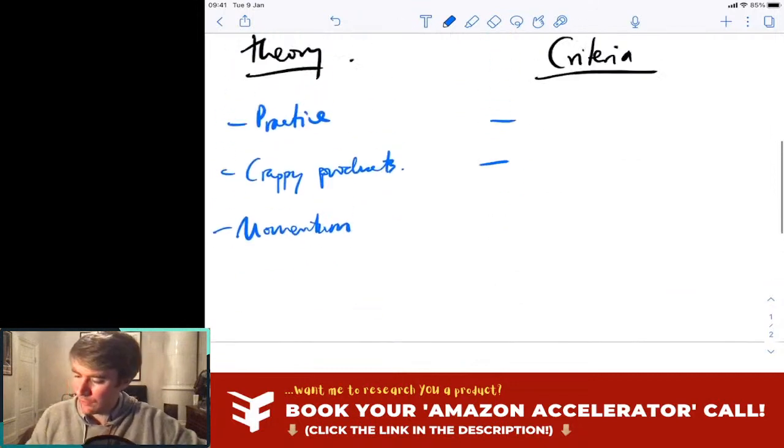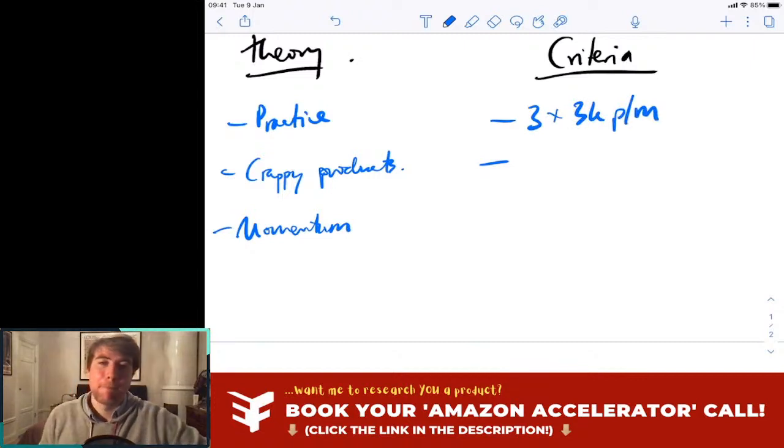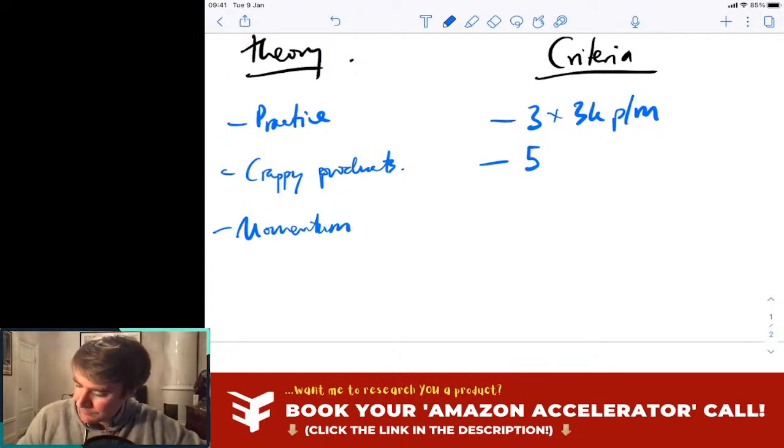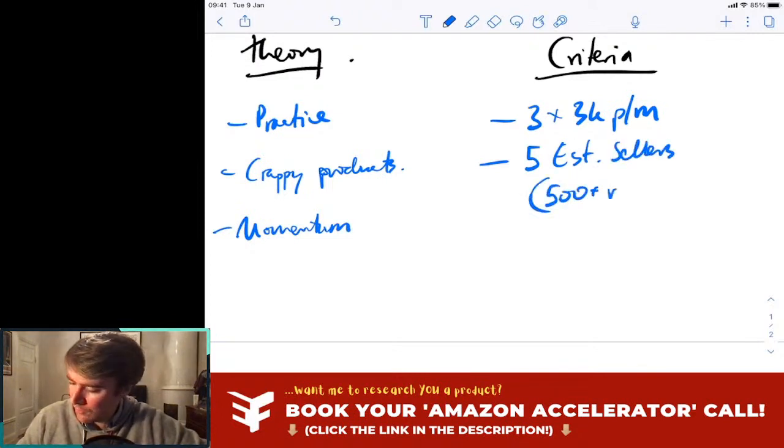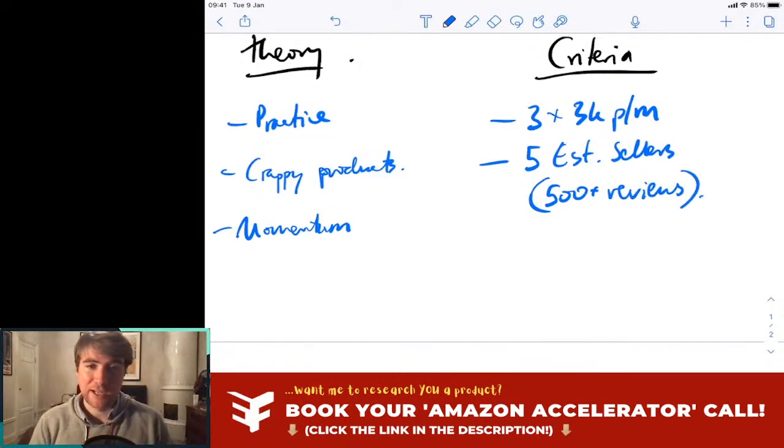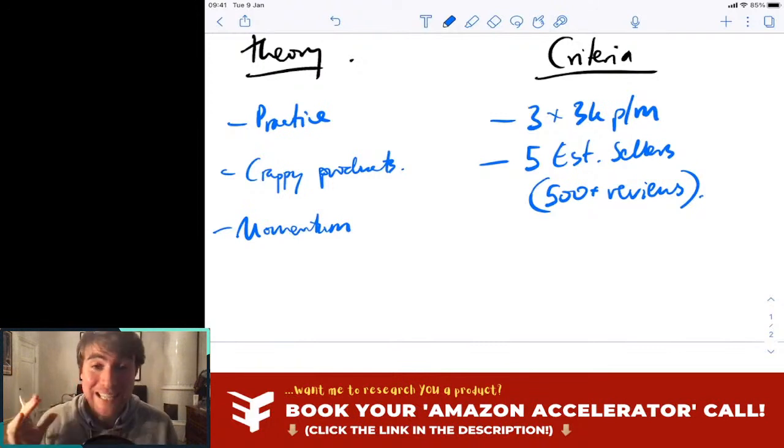So the criteria we're going to focus on is having at least 3 products in the niche with at least 3K per month, and 5 or fewer established sellers, or in other words, sellers with more than 500 reviews. Let me just go through that again. 3 sellers with at least £3,000 a month in revenue. Okay, that proves there are different designs that sell.